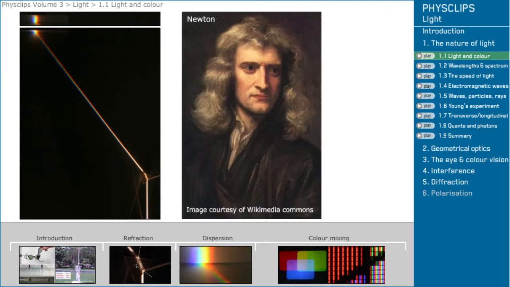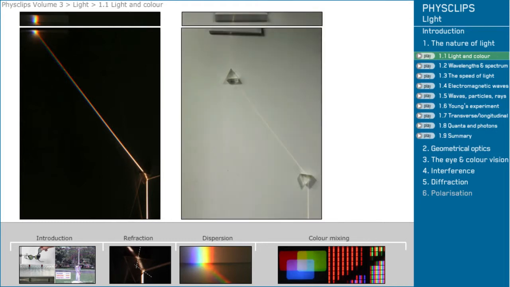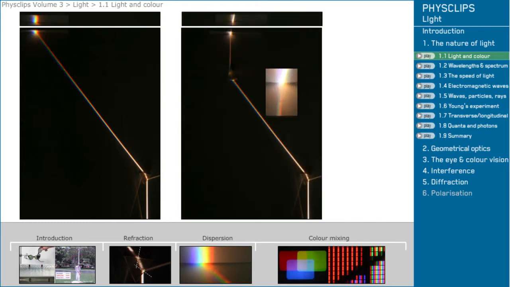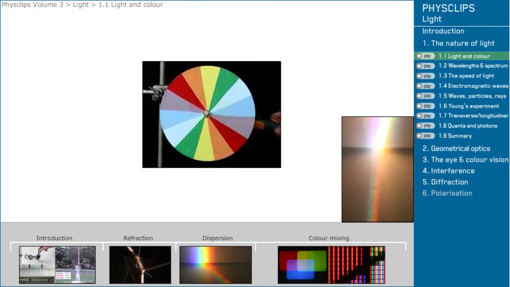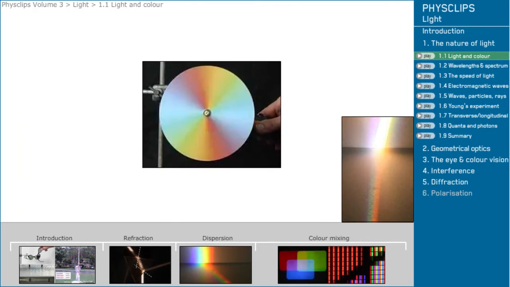Reproducing an experiment performed by Isaac Newton, we can use a second prism to mix the colours back together again to make white light. Thus, Newton concluded, white light is just a mixture of light of all colours.